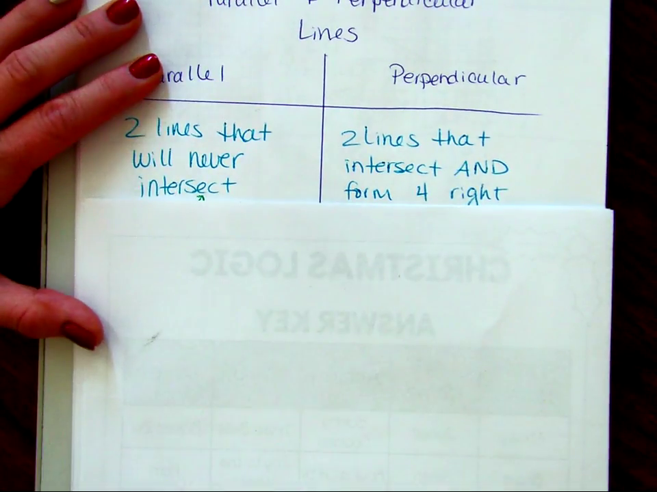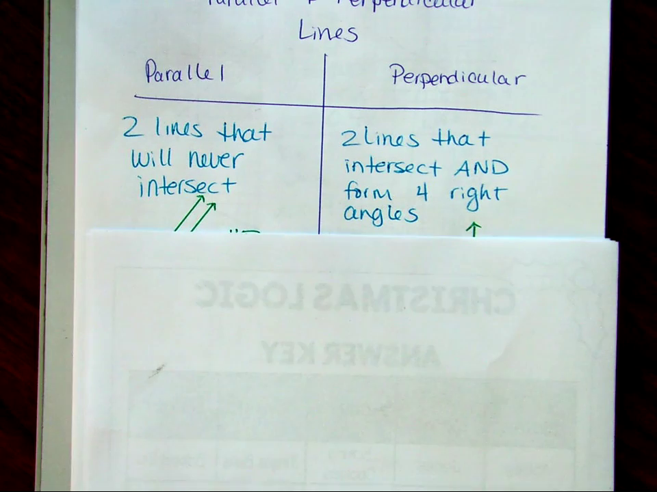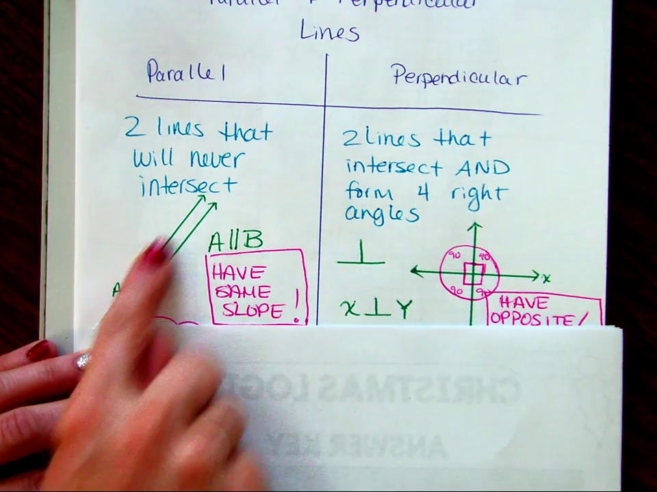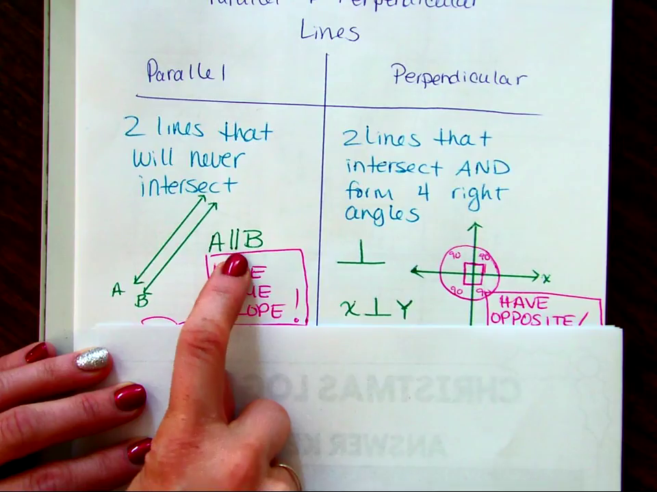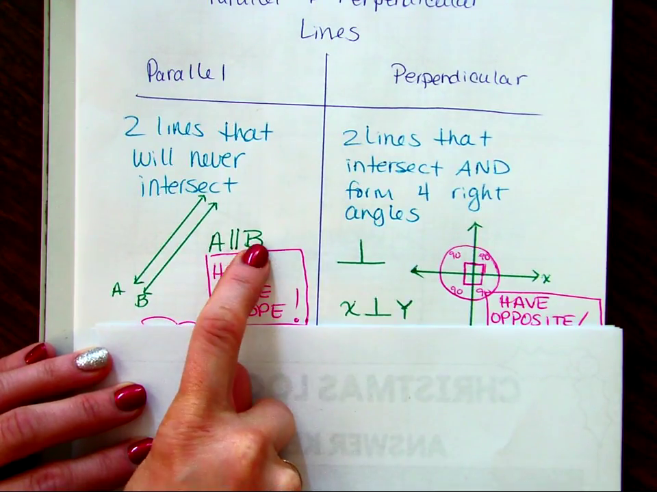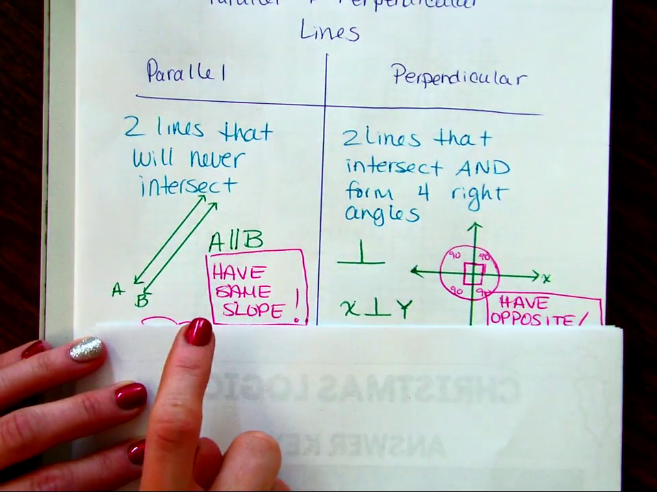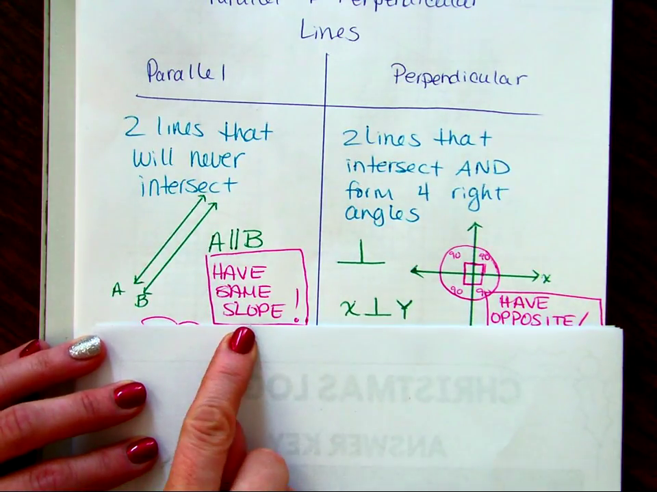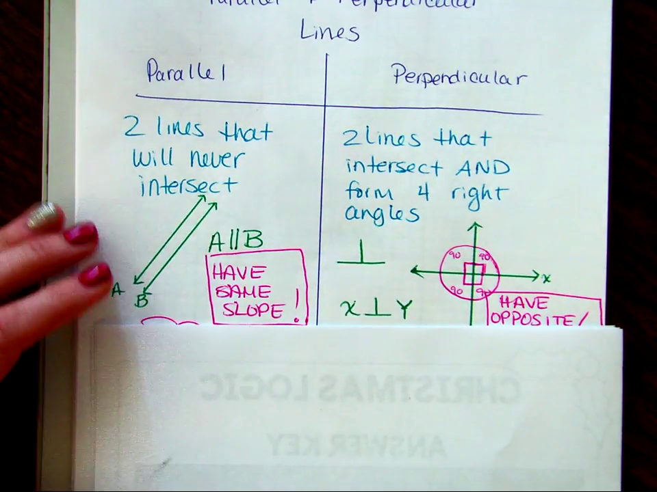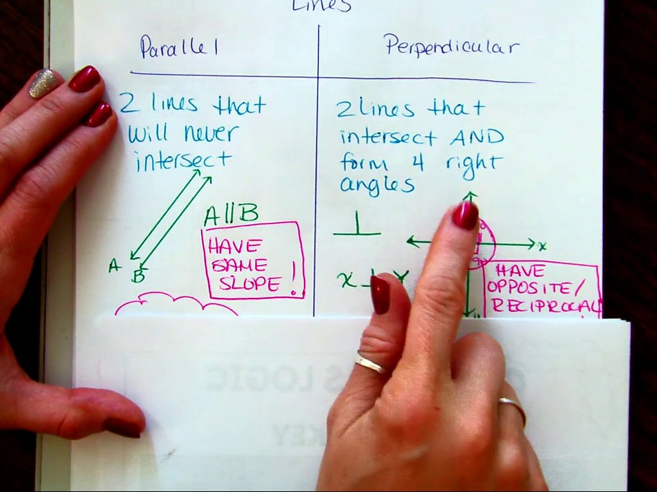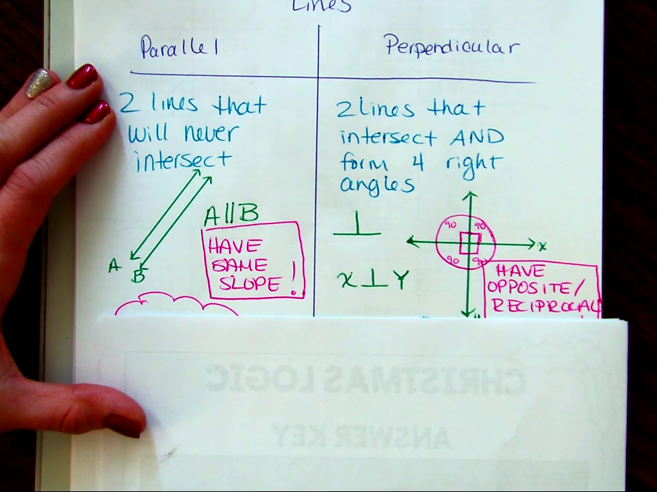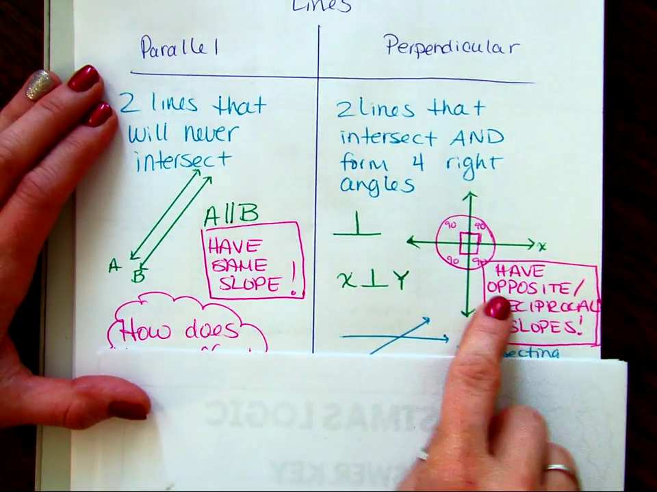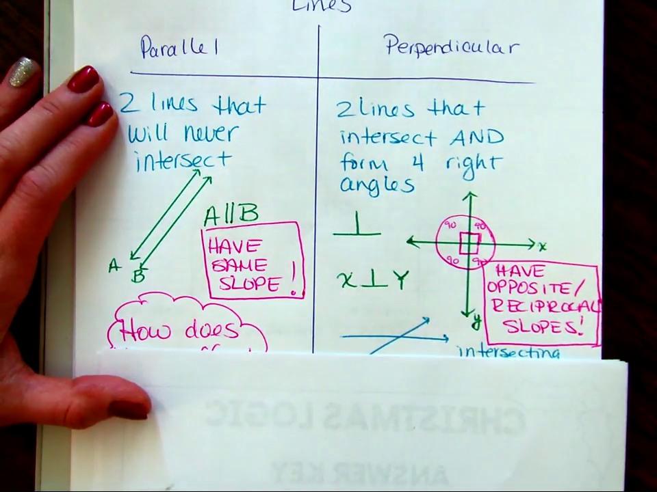But in addition to intersecting, there's one more condition they have to fill, and that means they have to form four right angles. So this is what parallel lines would look like. This is a symbol for parallel. Line A is parallel to line B. And we know from yesterday's activity that if they're parallel, we can guarantee that they have the same slope in slope-intercept form, right? We learned that when lines are perpendicular to each other, the relationship with the slopes is a little more complicated, but there is definitely a relationship. They have opposite reciprocal slopes.